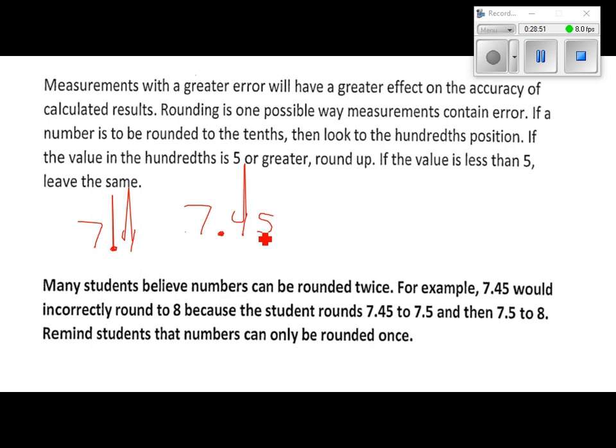Well, then some students, not you, right, Keith? Some students then will go, well, 7.5, that's close to what? 8. So you rounded the number twice now. Don't do that. You round it once. So if you want to round it to the nearest whole number, what's 7.45 rounded to the nearest whole number? 7. What's 7.45 rounded to the nearest tenth? 7.5. Don't round it twice.